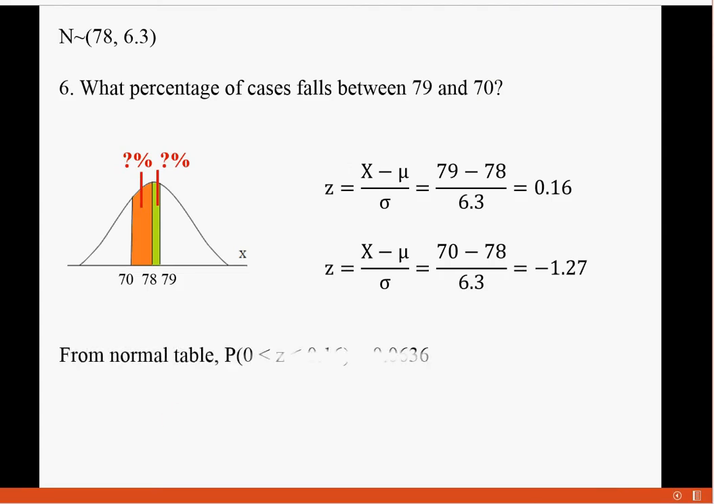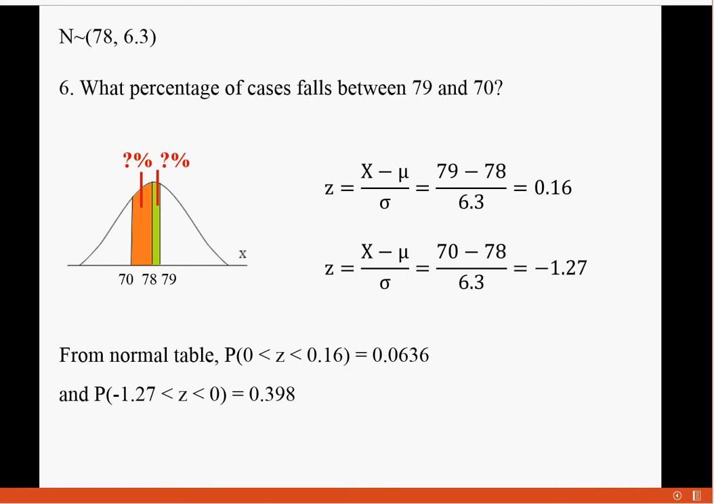So from the normal table, we find that the z-score corresponding to 0.16 has this percentage number 0.0636, and the z-score corresponding to negative 1.27 is 0.398. Notice that in this expression, the negative number appeared below the 0. Therefore, you need to put the negative 1.27 to the left of the expression.